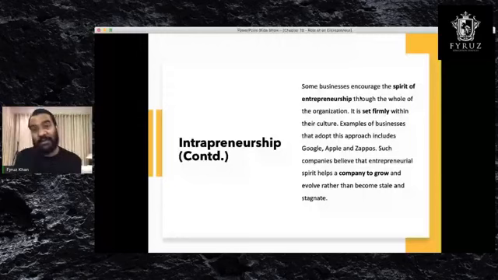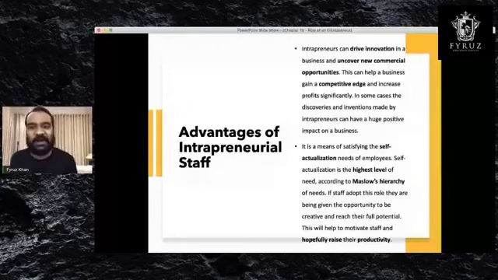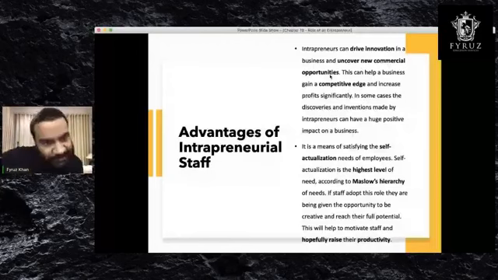So this is good. If you see an employee having a great idea, they don't need to go out and start their own business. Instead, you ask them to start the business within your company, within your firm. So that is intrapreneurship. Now, advantages are, people will be motivated. It'll drive innovation, right? You're unlocking new commercial opportunities and possibilities.